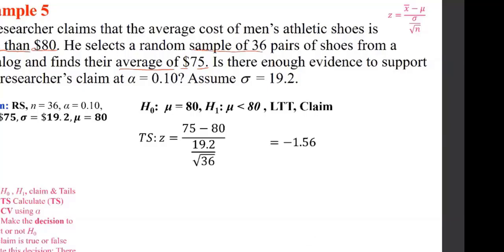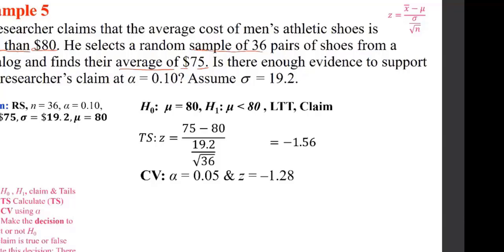Gives us negative 1.56. The next step with the traditional method, alpha is 0.05. Using the z table, z is negative 1.28. Why is it negative? Because it's a left-hand test. By the way, we may have a negative 1.285 as an answer, which is normally the answer. You can look it up, that's fine.